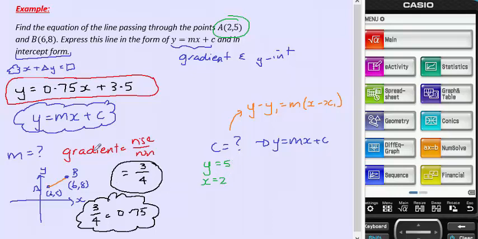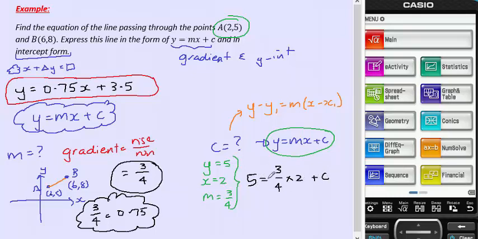And the next thing I know is that my gradient, according to what I've already done, which is clearly brilliant, my gradient m is 3/4. And I'm going to now substitute all of those numbers into this equation. That means when I see y, I'm going to write the number 5. So this becomes 5 equals m. Well, I'm not going to write m because I can write 3/4. Then rather than x, I write 2 plus c. So I know that 5 equals 3/4 times 2 plus c.